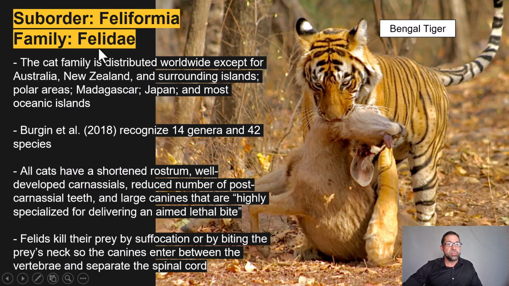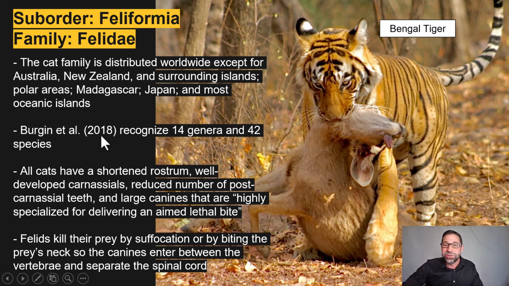We'll begin with the family, the Felidae, the cat family, the namesake of the suborder, the Feliformia. Members of the cat family are distributed worldwide except for Australia, New Zealand, surrounding islands, polar areas, other islands like Madagascar and Japan, and most oceanic islands in the Pacific. Obviously, the cats couldn't get there. That said, our domestic cats have been introduced to the vast majority of these places.